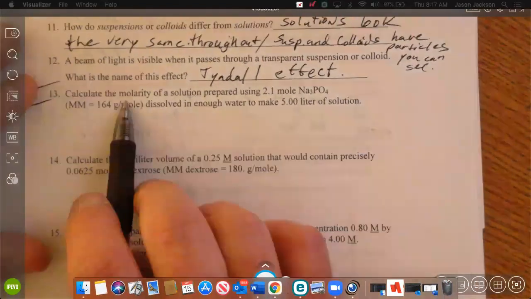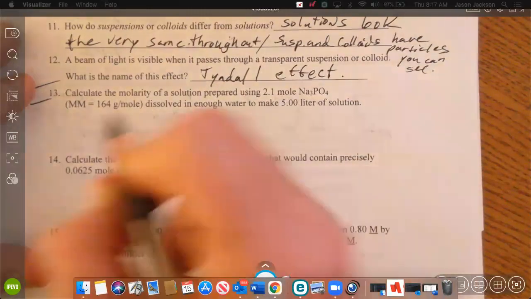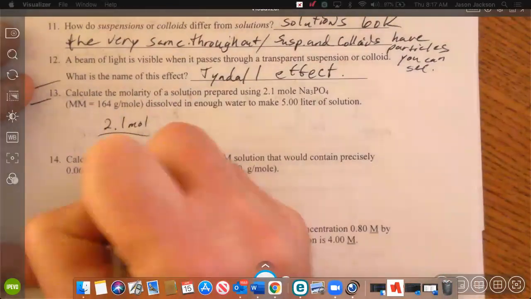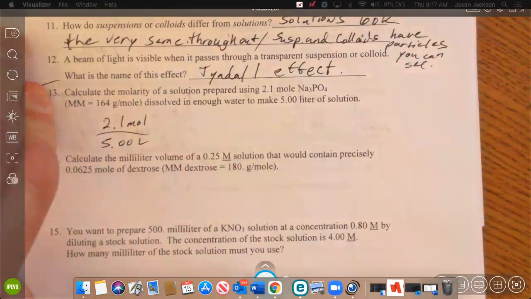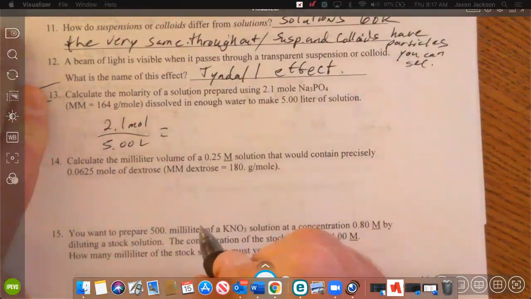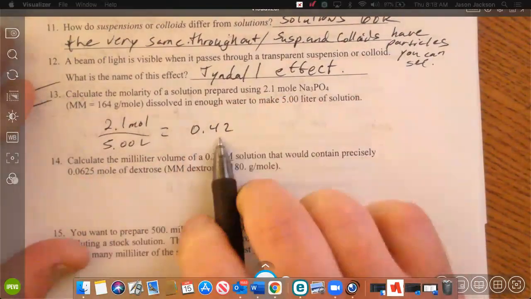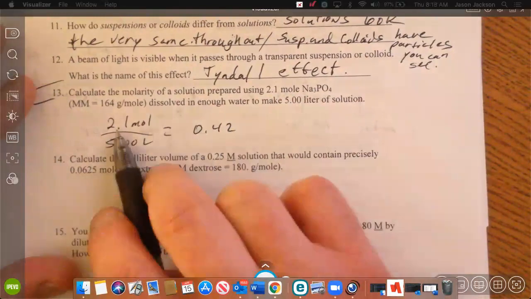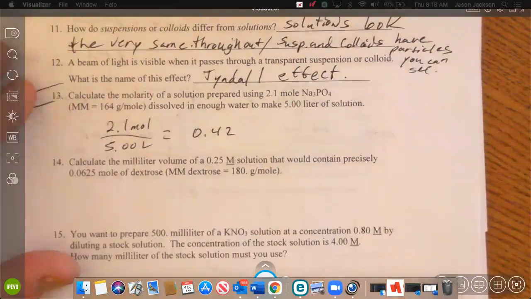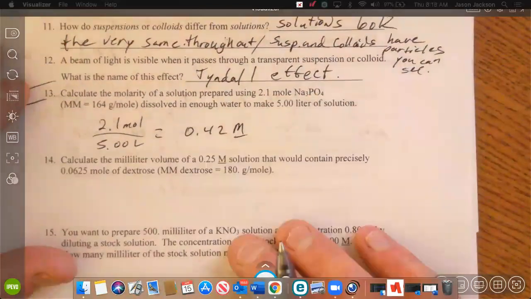So remember, molarity is moles per liter. If we have 2.1 moles and 5 liters, we take the moles and divide by the liters. 2.1 divided by 5 is 0.42. 0.42 has 2 significant digits, but so does 2.1. Then we can use a big M with a line under it to show molarity.